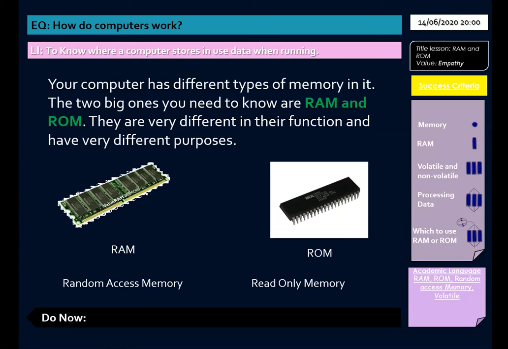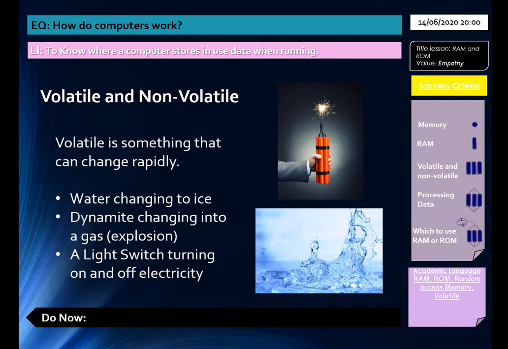We're going to talk about volatile and non-volatile. Volatile is something that can change rapidly. That's what the word means. Water changing into ice, a dynamite changing into a gas explosion, a light switch turning on and off electricity. These are things that change rapidly, change quickly, volatile. Non-volatile is the opposite, things that don't change very quickly.